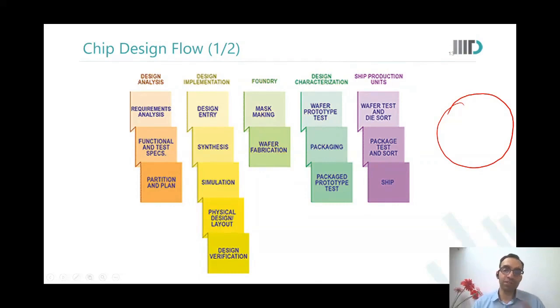See, wafer is when all the dies are together. Packages are after you have separated these dies and packaged them into their ICs. After a package test, wafer test can't happen. So in the last step, ship production units, when I say wafer test and die sort, that step is not coming after packaging. That step is coming after wafer prototype test.